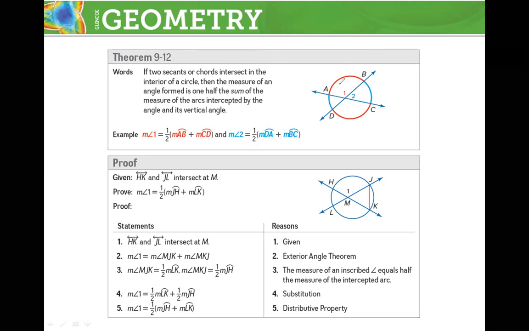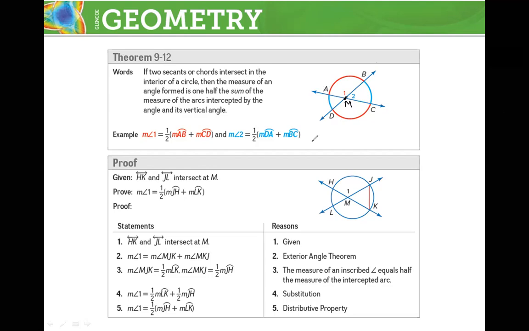Okay. Theorem 9-12 says that if two secants or chords intersect in the interior of a circle. So we have two secants. The first secant is AC and the second secant is BD. If they intersect, as we have the intersection point here, I can name it, for example, M.